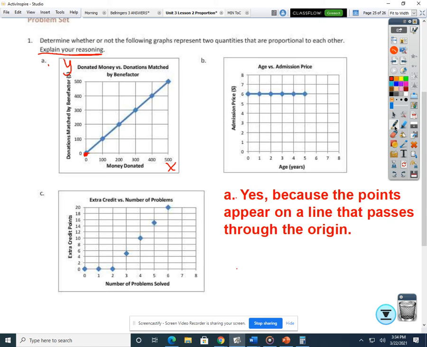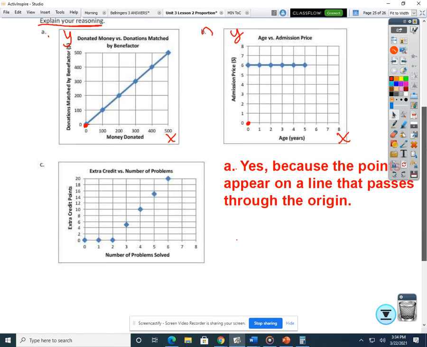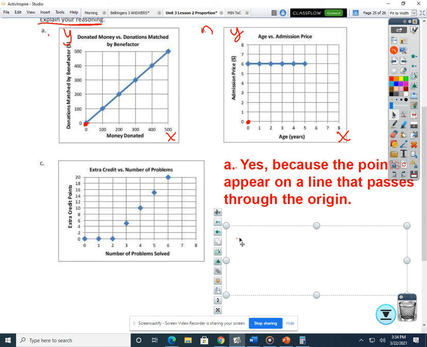Looking at graph number 2, graph B. Here we have age versus admission price. On our x-axis, we have the age in years, and on the y-axis, we have the admission price, the amount paid. We find our line here that goes through each of our points. So that is part of our criteria, a straight line through the points. But our other criteria says that the line has to pass through our origin, through our 0, 0 point. So in this case, it satisfies part, but not all of our requirements.